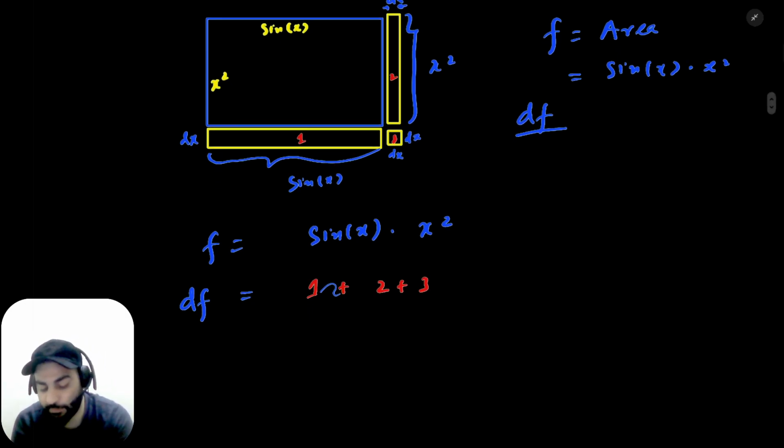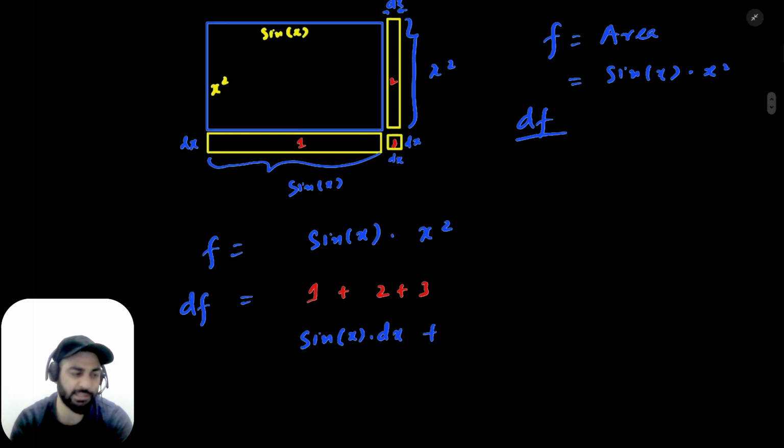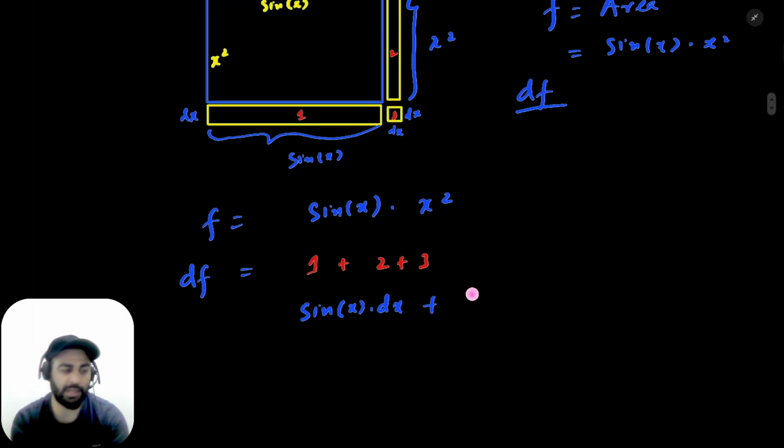If you see the area of the first strip, this is a rectangle. So the area is equal to sine x dx. This is length, this is breadth. So sine x multiplied by dx, plus, what is the area of the second strip? x square dx. So if I have to combine all the things together, I'll see.